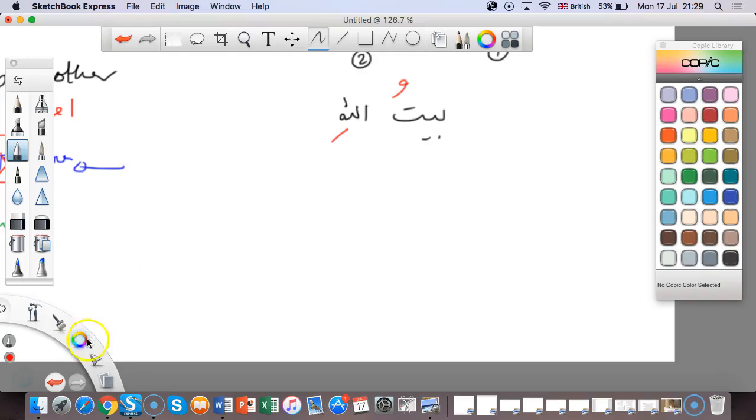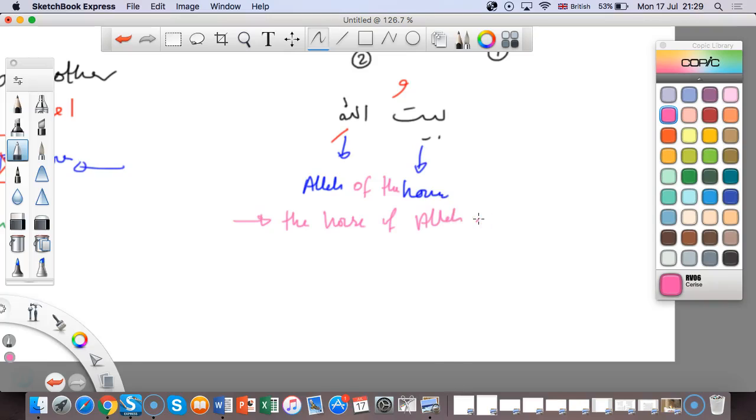How do you translate this? Translate each word. What's Bayt? House. What's the word Allah? Allah. Now all you have to do is add an of there and add a the to the first word, and then switch it around. The house of Allah. Simple as that. Translate each word, add in the of and the, switch it over. Make sense?